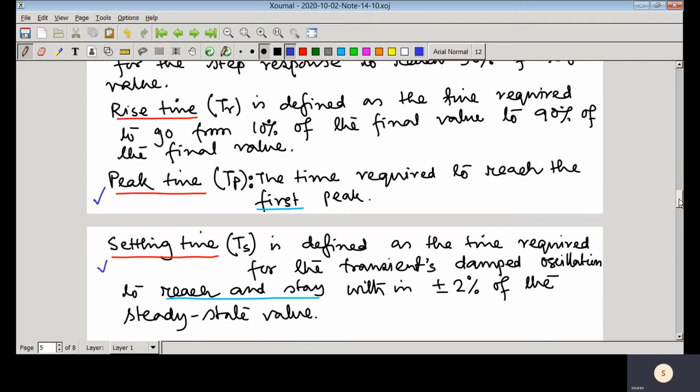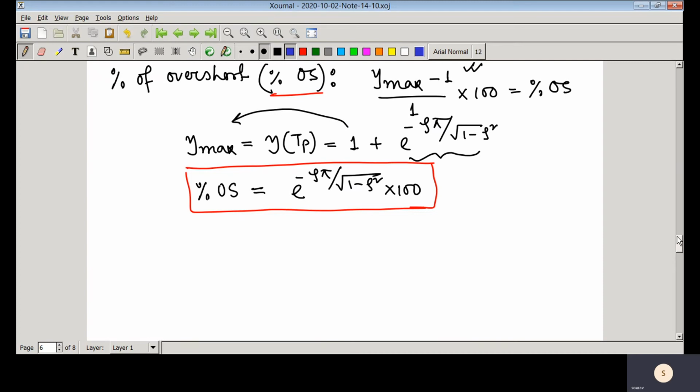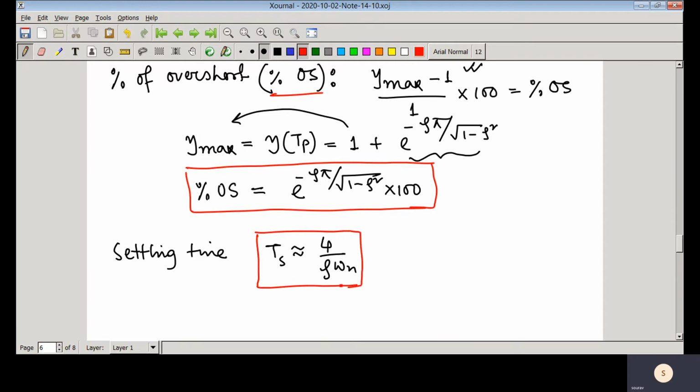I am not going to derive that one. I would suggest you all derive it. I am just going to give you the relationship, that is, the settling time TS is nearly equal to 4 by zeta omega n, and here I am showing you how to calculate it.